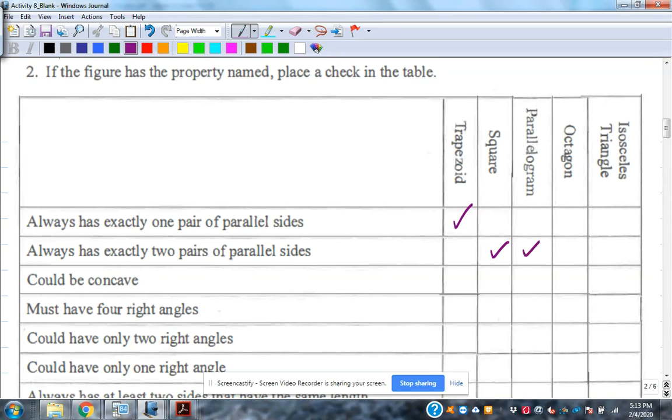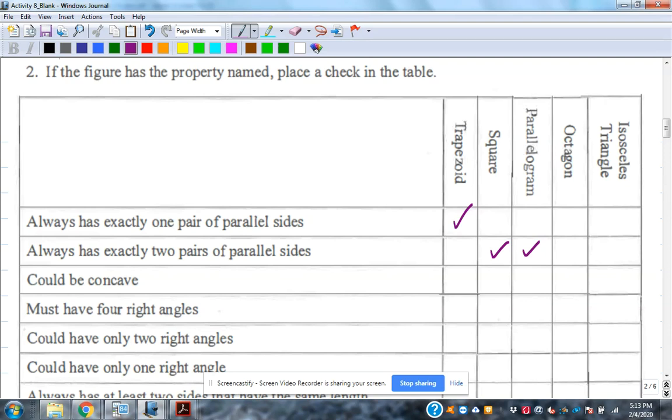Now, here's where they put a little spin on the ball. Could be concave. And remember, concave means it caves in on one side, and the interior angle is greater than 180 degrees. So can a trapezoid be concave? How so? Draw me one. Gotta have four sides to be a trapezoid. A square couldn't be concave, right? Because a square always has 90-degree angles in the corners, right?